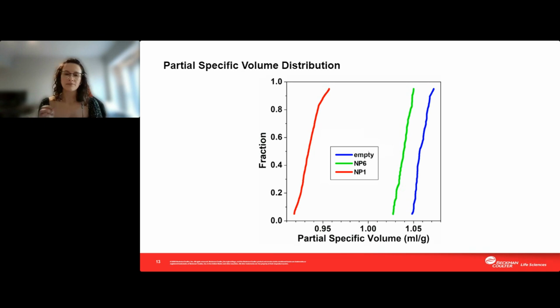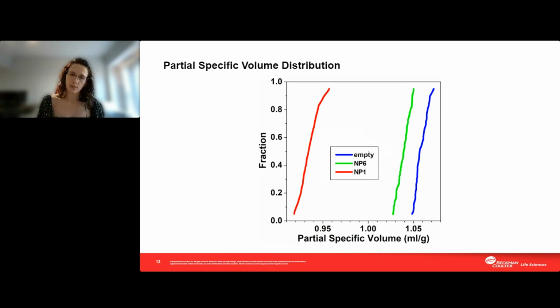From this plot, if you look at the green line and the blue line, you can see that there's none to maybe a very little amount of overlap between the green plot and the blue plot. And this indicates to us that our NP6 sample does not contain any empty LNPs. And if it does, it's a very minute portion, approximately 3% of the sample.